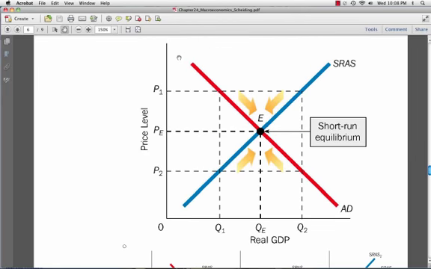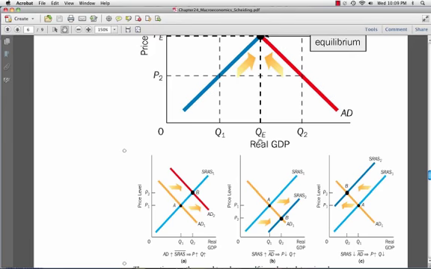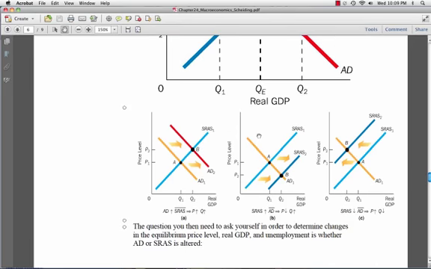Okay. So we have the short-run aggregate supply curve and the downward sloping aggregate demand curve with the E as the equilibrium point here. Now, the question then is what happens to the price level and what happens to real GDP if one of the curves changes? Well, as you can see in these three panels here, if AD shifts to the right, then the price level rises and real GDP rises. And if the short-run aggregate supply curve increases, that reduces prices and increases real GDP.